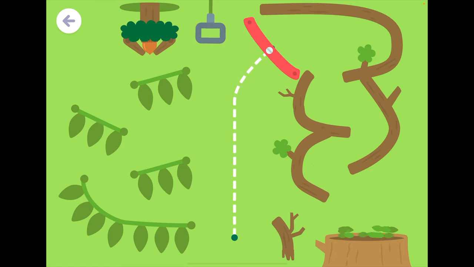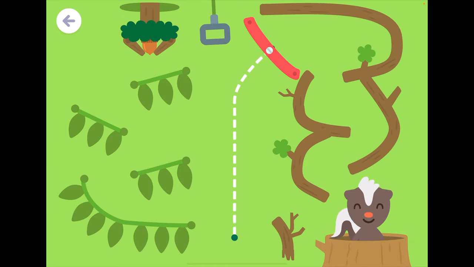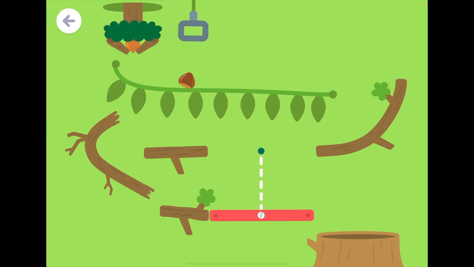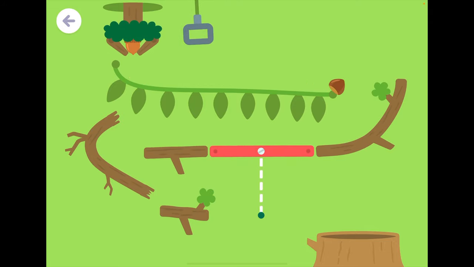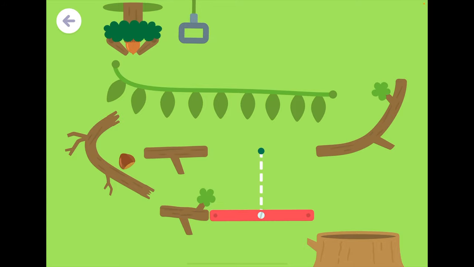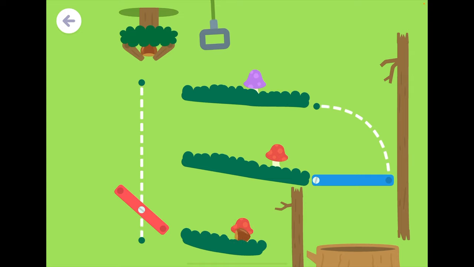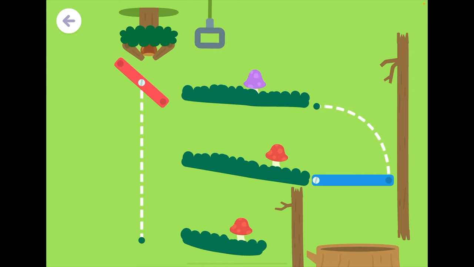Oh, look at that. That's clever, huh? We had to throw it up into the other part of the maze. This makes it go across there, and then we have to pull it down to make it go across here. Oh, it's getting tricky. Oh. Let's try that again.